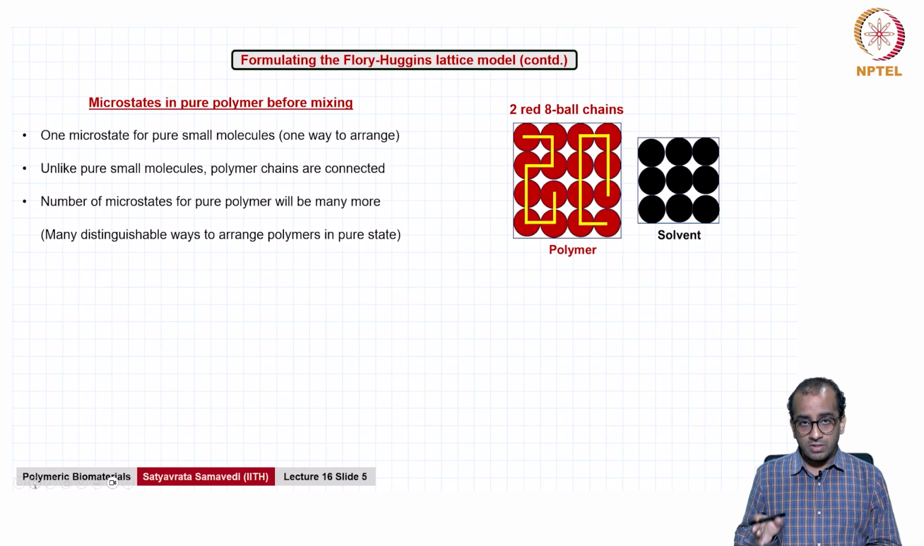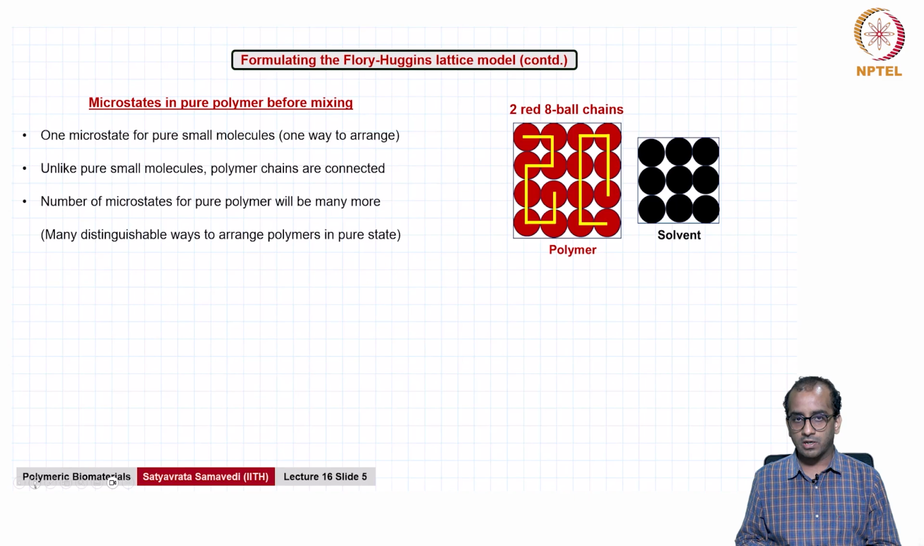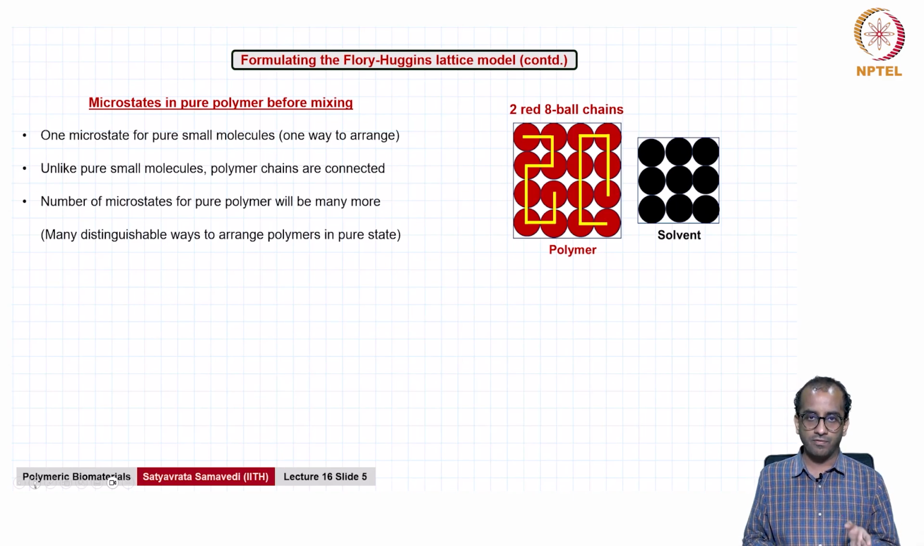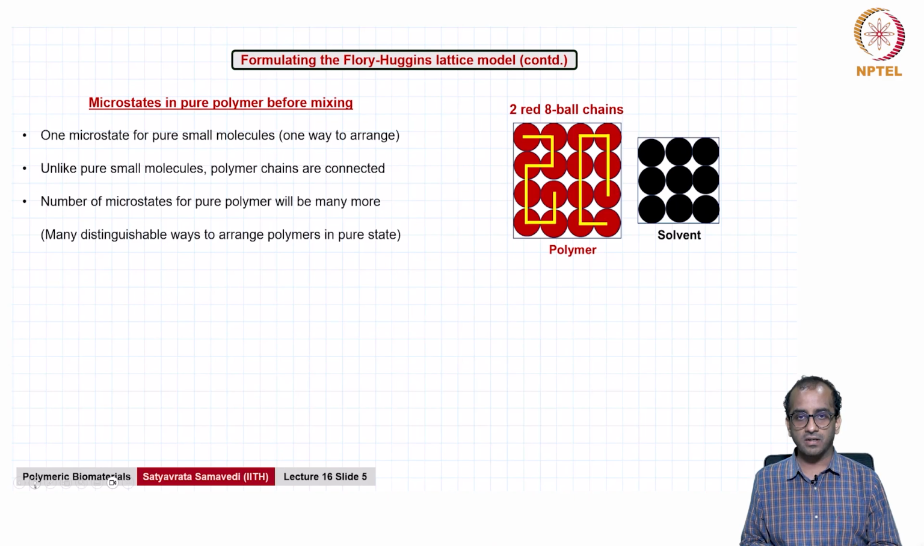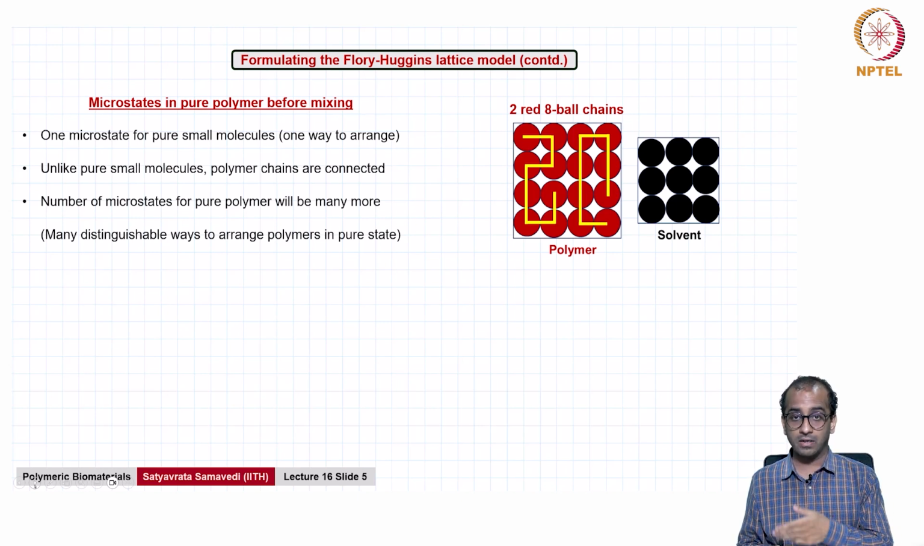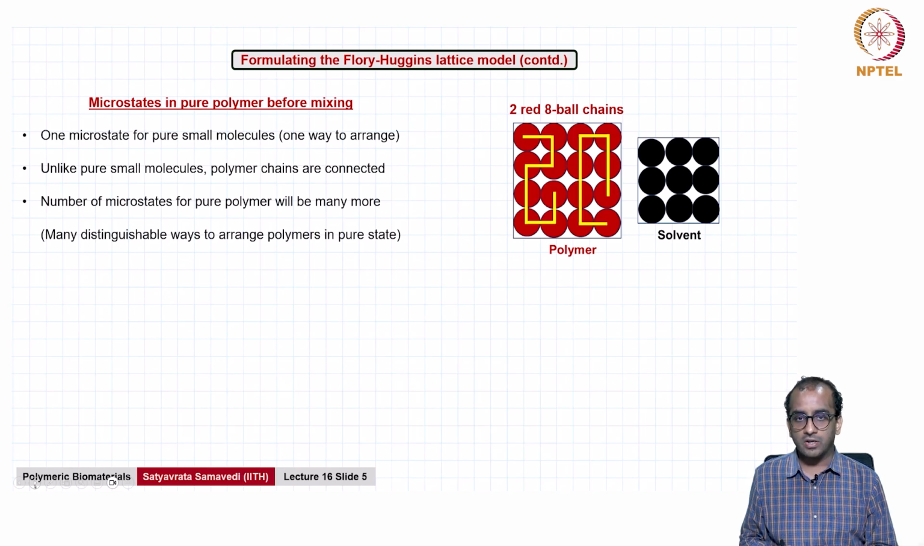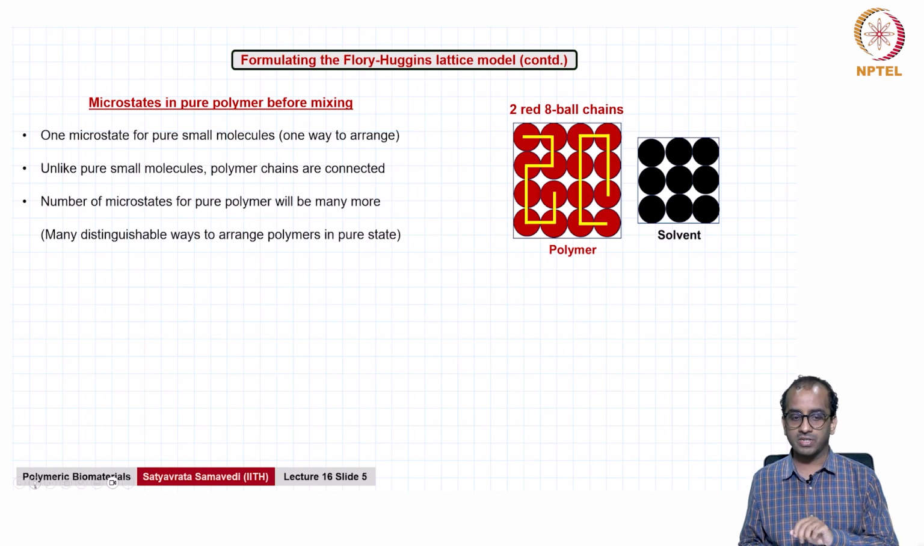Now, we will do the same thing that we did with ideal solutions. We are now going to look at entropic and enthalpic contributions to free energy of mixing, and we are going to compare the before state or the pure, unmixed state, and the mixed polymer solvent state, and we are going to ask what is the change in enthalpy, what is the change in entropy. But before we do that, we will again look at the lattice model pictorially and try to understand how to think of arrangements both in the pure state and the mixed state.